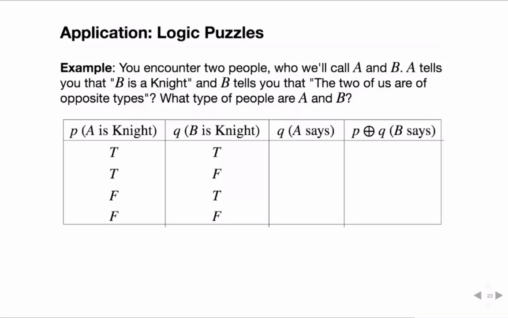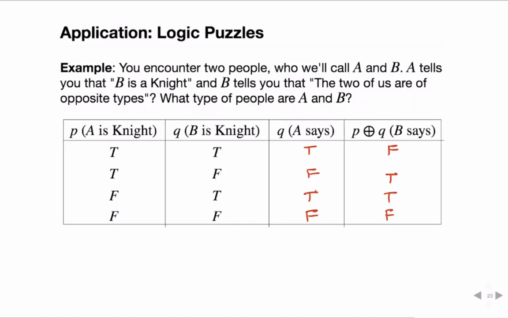So the truth table for what A says, which is just the proposition Q, is very easy. I almost don't need a column for it because I'm just going to copy the truth values from the Q column. So I get true, false, true, false. And now for the exclusive disjunction of P and Q, the translation of the statement that B made, I just have to write down the truth table column for the exclusive OR. If you remember, the exclusive OR was true when exactly one of the two propositions was true, and it was false if the propositions had the same truth value. So this gives me false, true, true, and false.